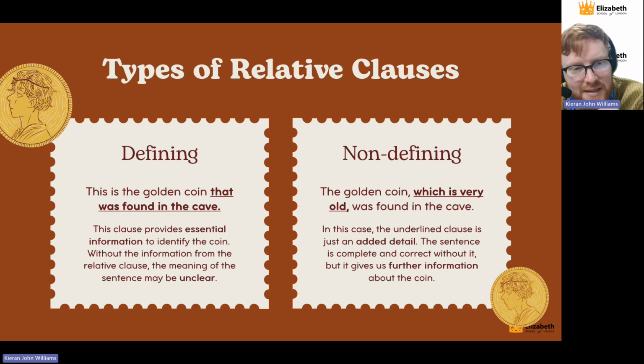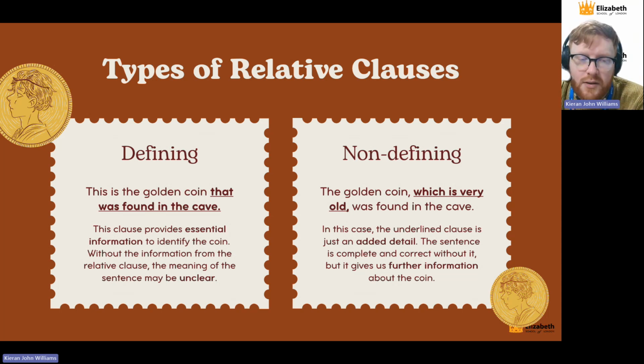The defining relative clause provides essential information about the noun that we're talking about. If we don't have the information, the meaning of the sentence is unclear. If we say this is the golden coin, which one are we talking about? We need to be more specific. That's why we add in the relative clause here. So that's the defining relative clause.